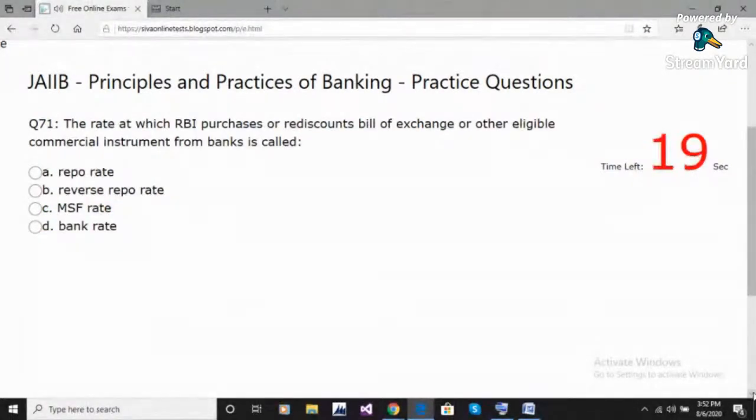Question 71, the rate at which RBI purchases or rediscounts bill of exchange or other eligible commercial instrument from banks is called? Option A repo rate. Option B reverse repo rate. Option C MSF rate. Option D bank rate. Answer D bank rate.